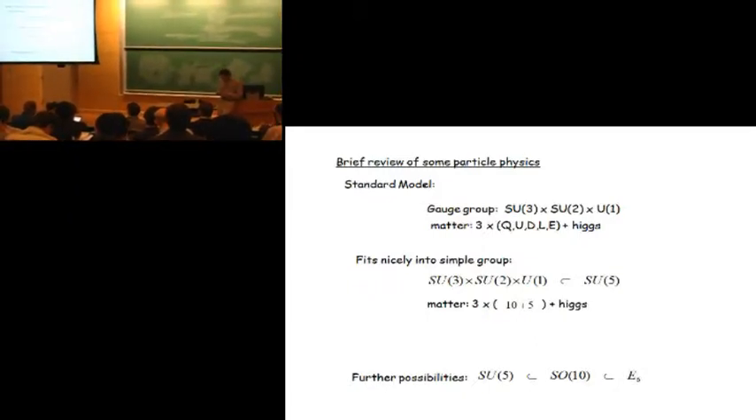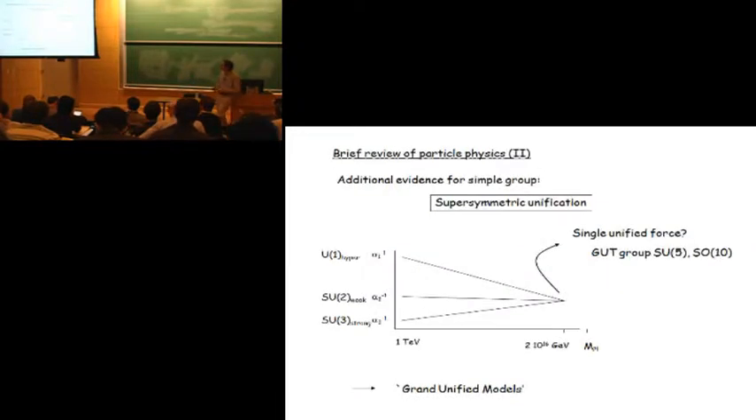Now, this is just group theory. It looks suggestive, but there are some concrete experimental hints that this idea of fitting these various gauge groups and matter representations into representations of a larger group is on the right track. And one of the main pieces of evidence for the idea that everything fits into a simple group is the idea of supersymmetric unification. So supersymmetry we need for certain other reasons, namely stabilizing the electroweak hierarchy.